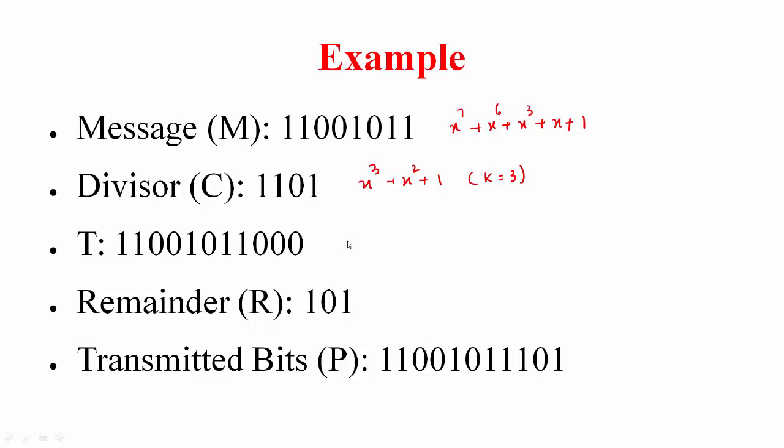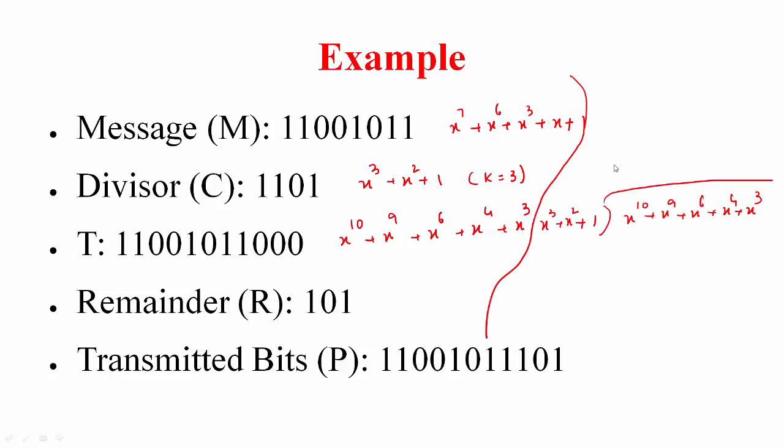The temporary polynomial is obtained by multiplying the message polynomial by x to the power of 3. So that becomes x to the power of 10 plus x to the power of 9 plus x to the power of 6 plus x to the power of 4 plus x to the power of 3. Now I'm going to divide this temporary polynomial by the divisor polynomial. So this is what it boils down to.